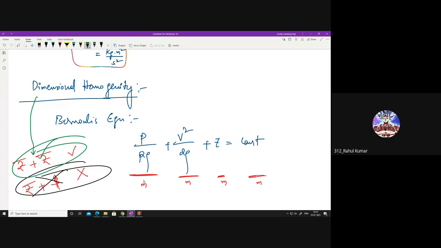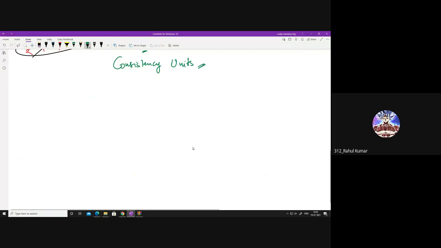So dimensional homogeneity says you should add the quantities of the same units. You should add the parameters which have the same units. So that's what dimensional homogeneity is. It demands something called consistency in units. It will be consistent when the units are taken and added appropriately. So that consistency should be taken care of in dimensional homogeneity.